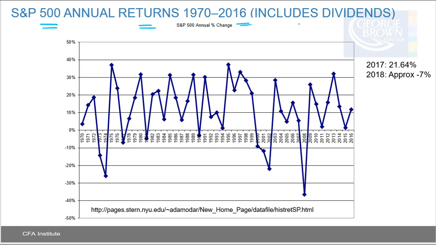So on this slide, I'm looking at a graph of the S&P 500 annual returns from 1970 to 2016, and this includes dividends, okay? And I've got this data from New York University, Damodaran's website, which I can just show you very soon. But what this is showing is the annual calendar total returns, including dividends. And again, a picture's worth 1,000 words.